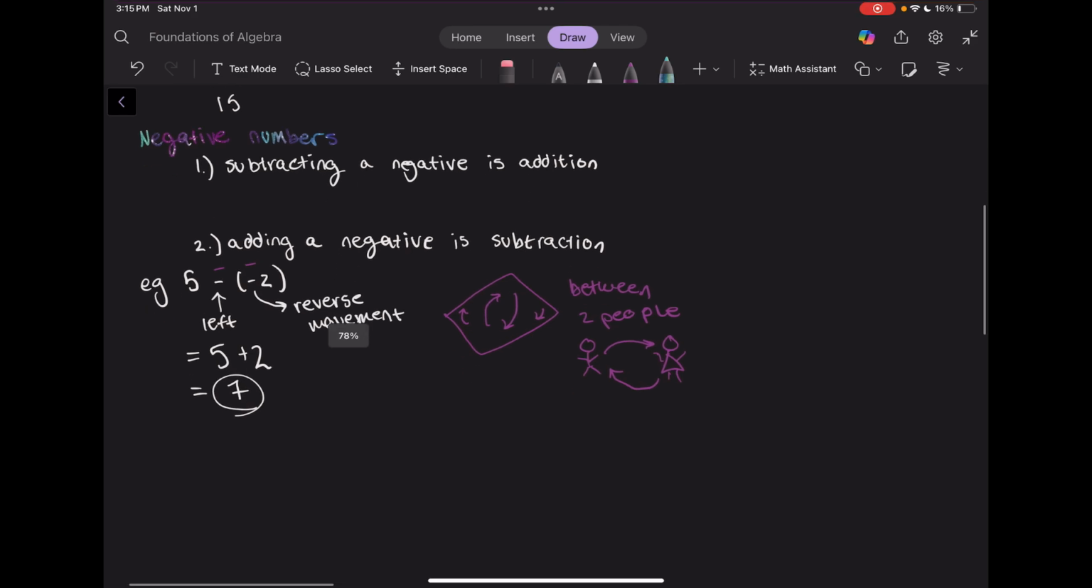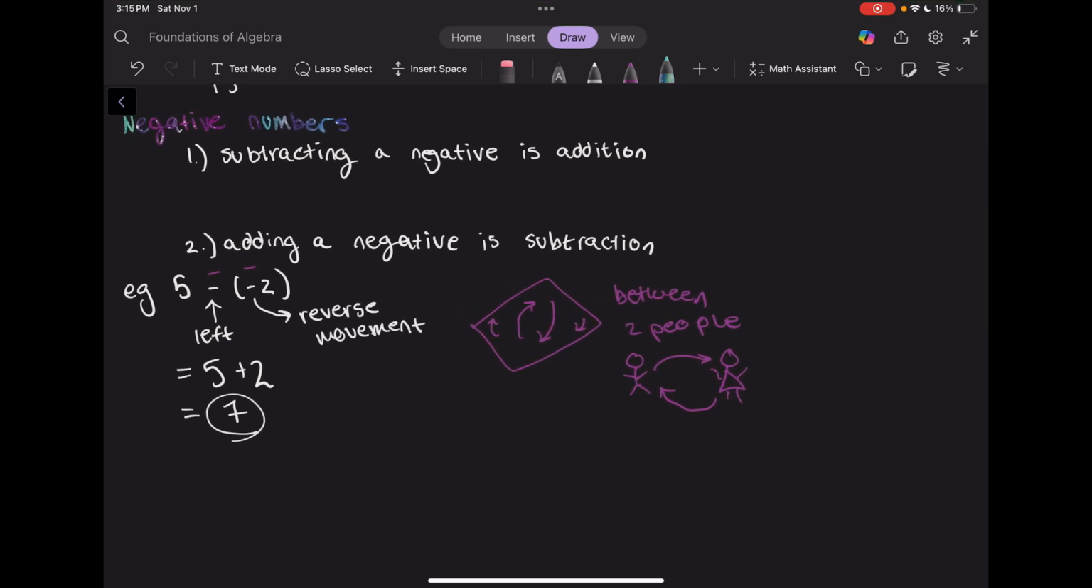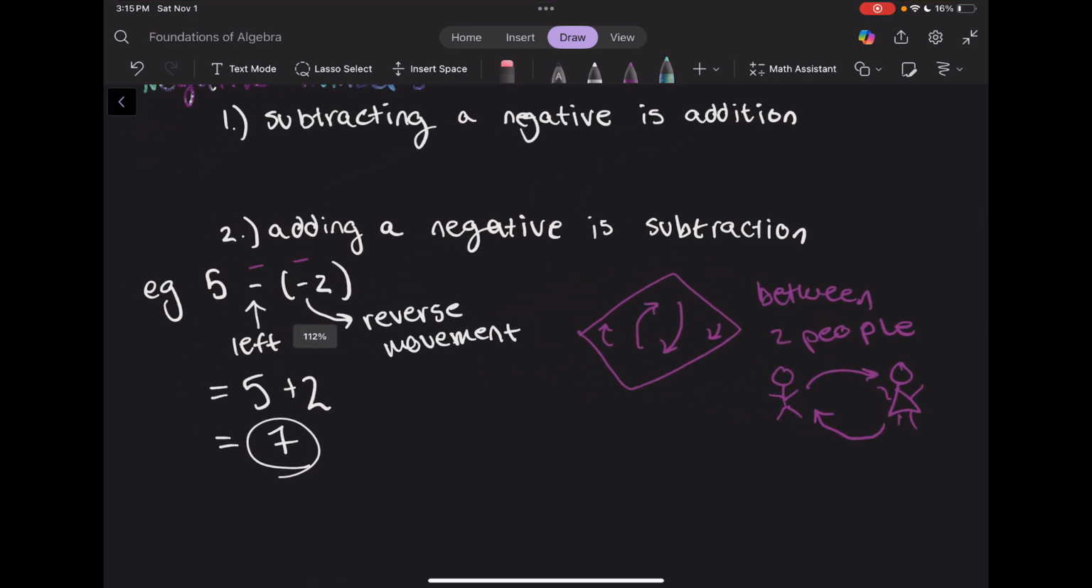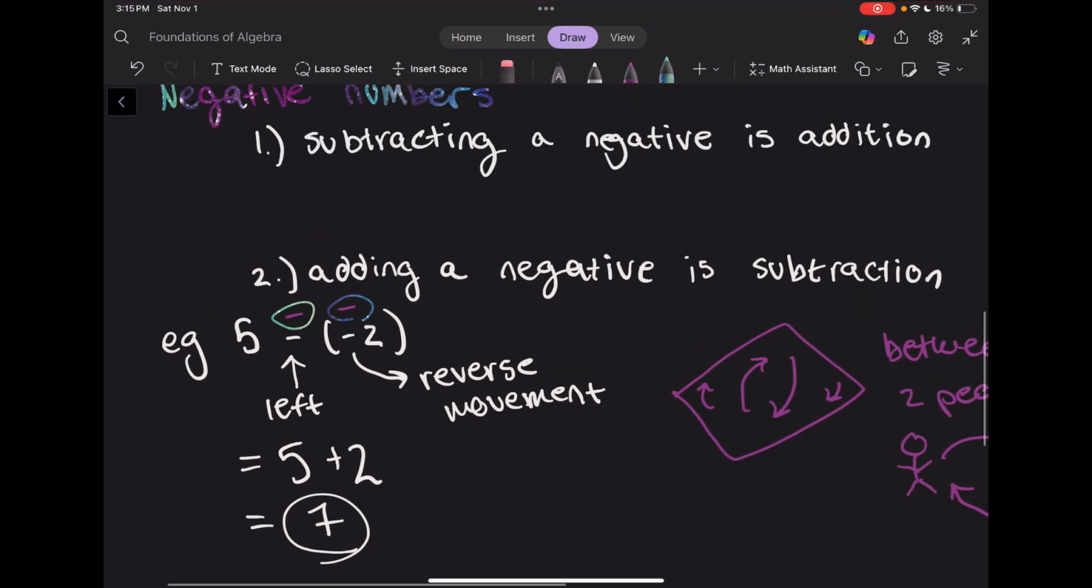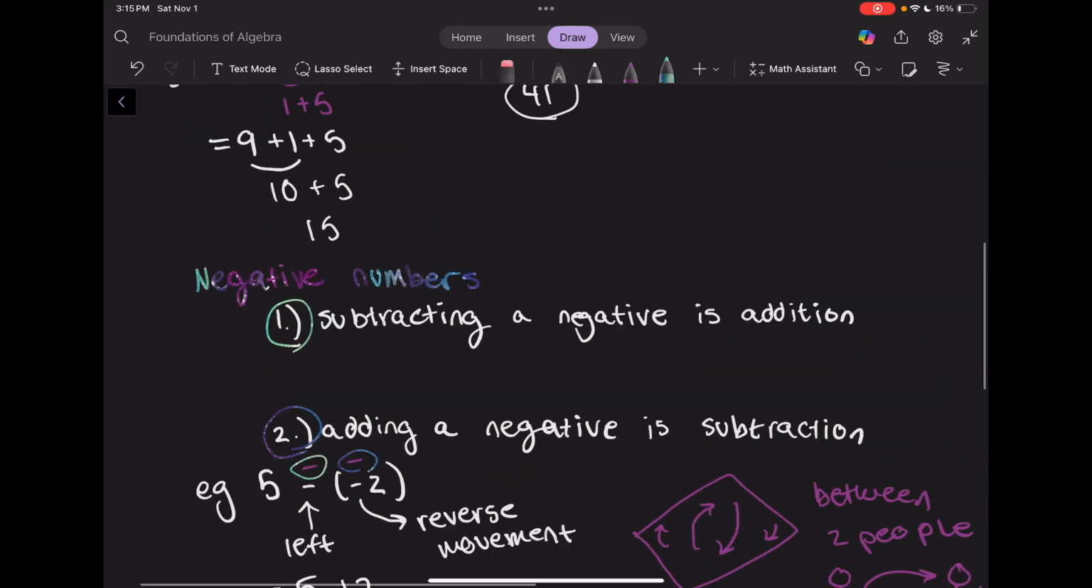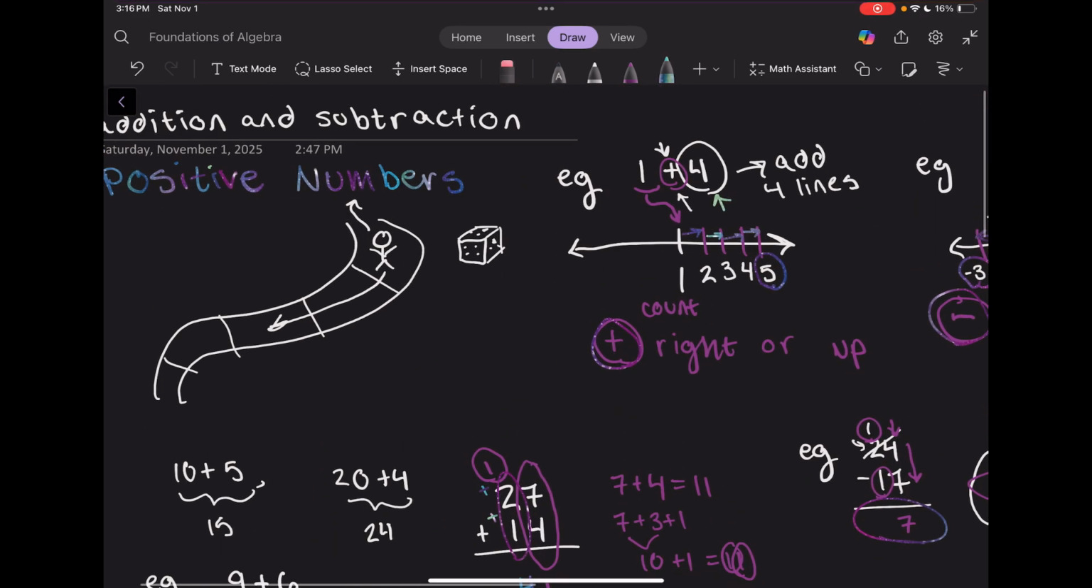So when we're subtracting and adding negative numbers, we sort of remember these little tricks that we have here. And once we apply that logic, we go back to positive numbers.